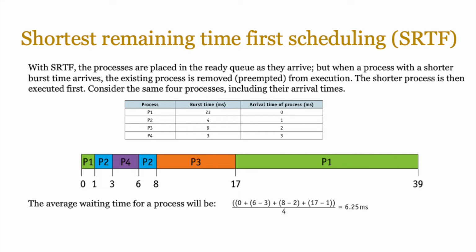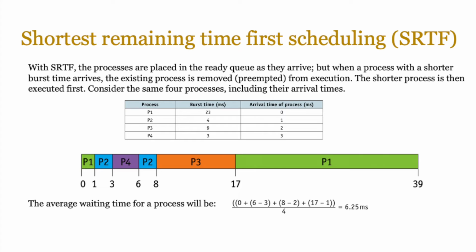So P1 arrives, it's got a burst time of 23, it's the only one in the list, so we're going to start with P1 first. And then a millisecond later, P2 arrives. Now P2 is the shortest on the list, so we pause P1, save all the states, all the registers, all the information in the PCB for P1, and P2 gets its time with the CPU.